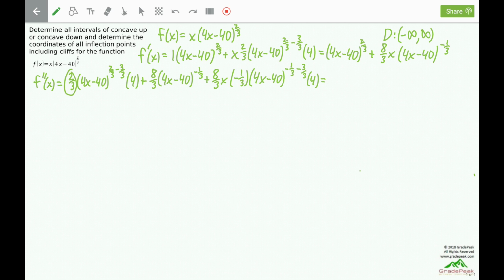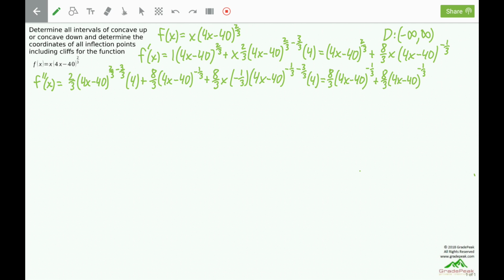For the first term, we can bring the constants together. 2/3 times 4. Multiplying the numerators, 2 times 4 is 8. It'll be an 8/3. And then a 4x minus 40 to the 2 minus 3, negative 1/3 power. We'll leave the second term alone, as is. It'll be 8/3 (4x minus 40) to the negative 1/3.